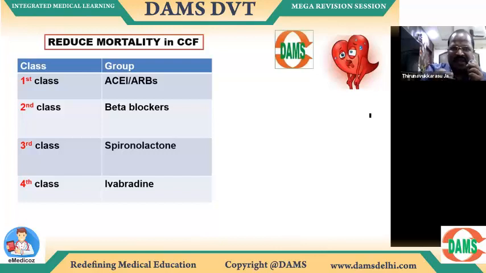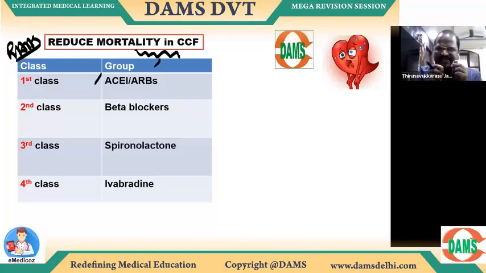So disease modifying drugs are drugs that reduce mortality in heart failure. I mean they call them renin angiotensin aldosterone blockers. RAS pathway blockers, they are very important. In that, the most important first class of drug for chronic heart failure, either we can go for ACE inhibitor and ARB. In this, I want to ask one question.